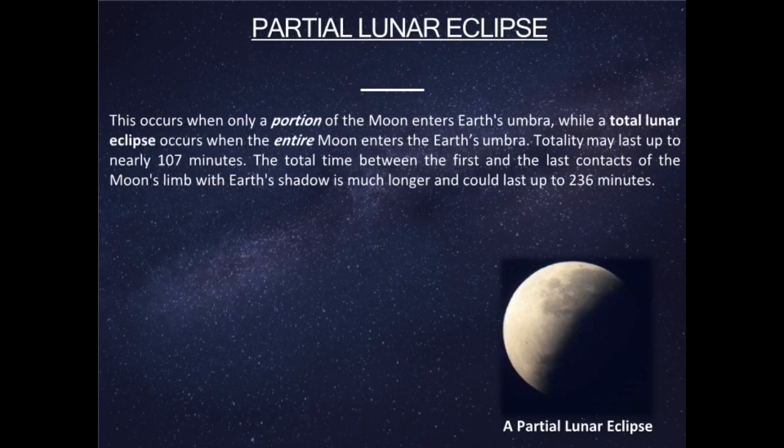A partial lunar eclipse occurs when only a portion of the moon enters Earth's umbra, while a total lunar eclipse occurs when the entire moon enters the Earth's umbra. Totality may last up to nearly 107 minutes. The total time between the first and the last contacts of the moon's limb with Earth's shadow is much longer and could last up to 236 minutes.